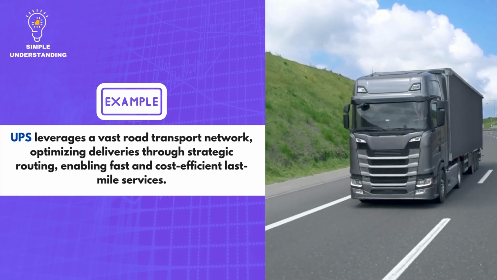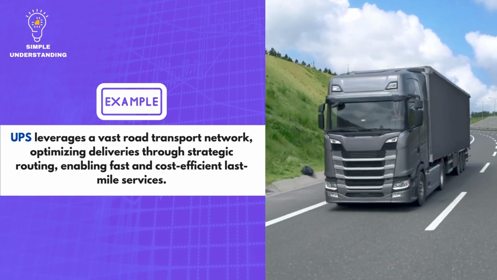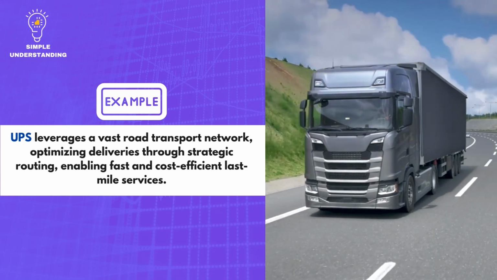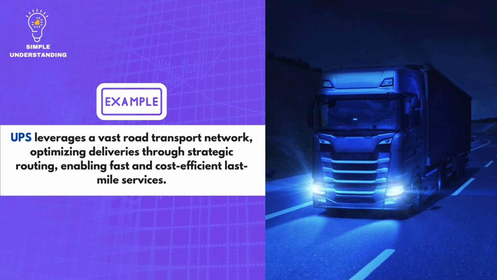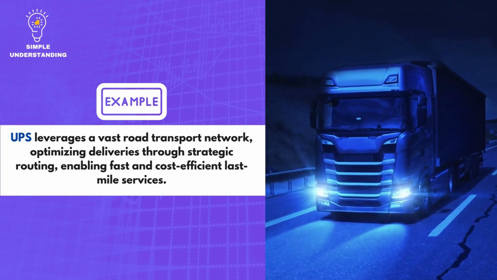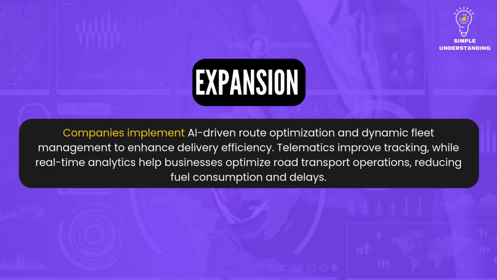Real company example. UPS leverages a vast road transport network, optimizing deliveries through strategic routing, enabling fast and cost-efficient last-mile services. Expansion. Companies implement AI-driven route optimization and dynamic fleet management to enhance delivery efficiency. Telematics improve tracking, while real-time analytics help businesses optimize road transport operations, reducing fuel consumption and delays.